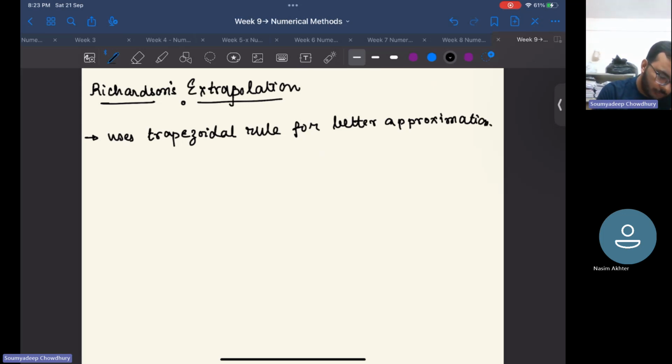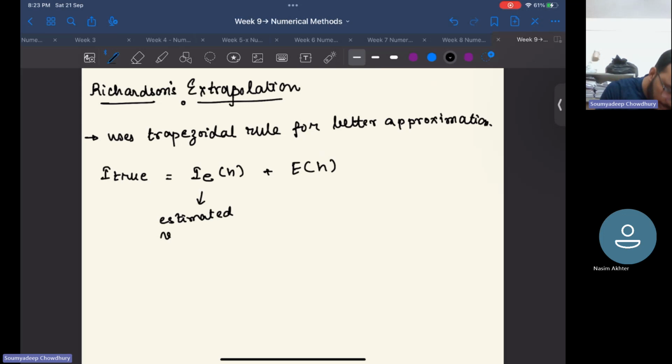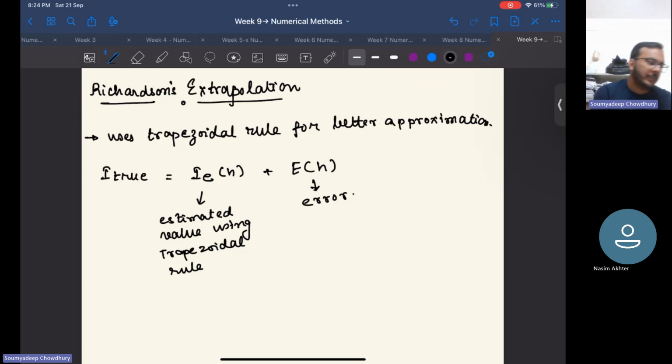So what we will do, what is the true value of any integral? It is basically the estimated value plus the error term, right? So this is the estimated value, using, say, here we are looking into the trapezoidal rule. So it is basically the estimated value using the trapezoidal rule, and this is the error, right?